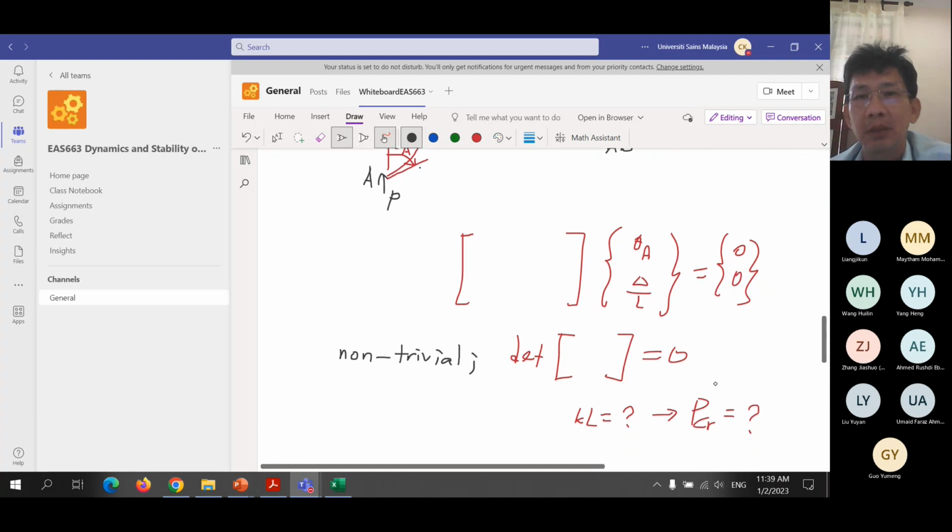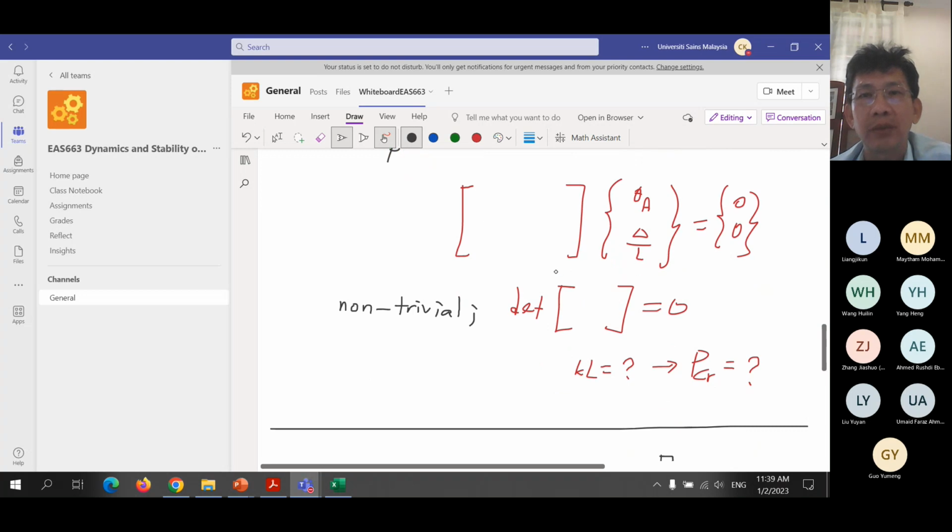The determinant of a 2 by 2 matrix, a 2-row, 2-column matrix, you should know how to get: this one multiplied with this minus this multiplied with that. That will be the equation that we obtain by applying these equations to get non-trivial solutions. So from there, again, we get one equation that we need to solve to get KL.